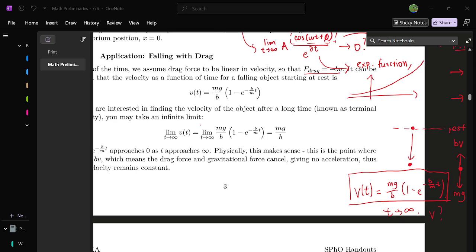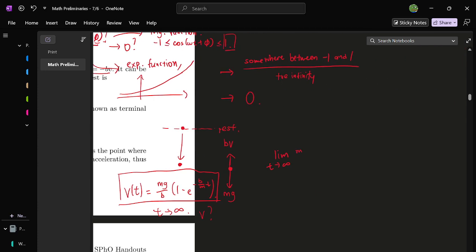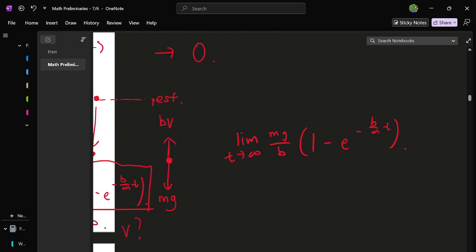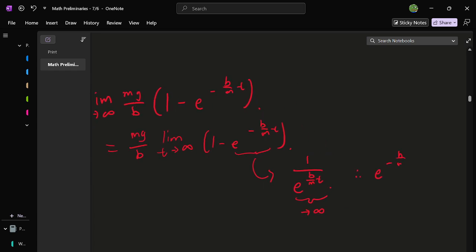Which can be settled again by taking a limit. We are interested to evaluate this limit. Now you can take your mg over b out, and as we have seen earlier, when you take a limit as t approaches infinity of e to the power of negative something times t, this term would just go to zero, because this is the same as writing 1 over e to the power b over m t, and the denominator tends to infinity, so this will tend to zero.